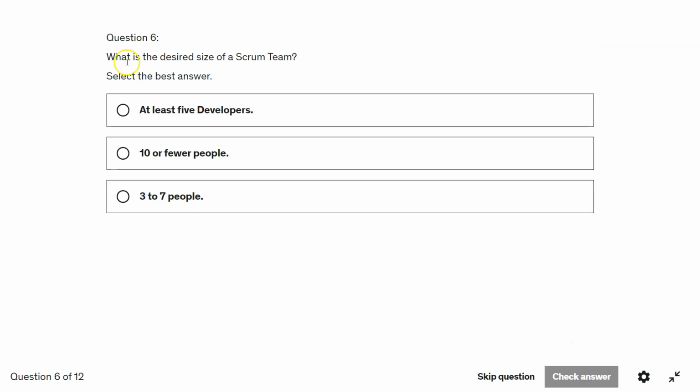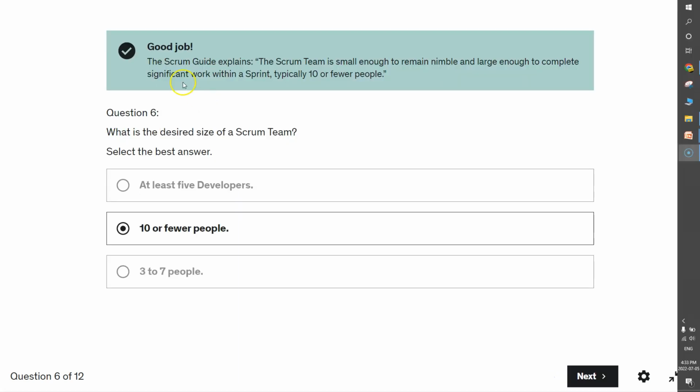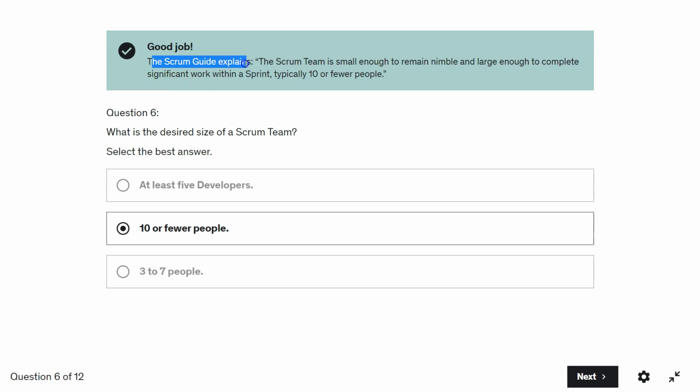Alright guys. Next question. What is the desired size of a Scrum team? It is always 10 or fewer people. The Scrum Guide explains the Scrum team is small enough to remain nimble and large enough to complete significant work within a sprint, typically 10 or fewer people.